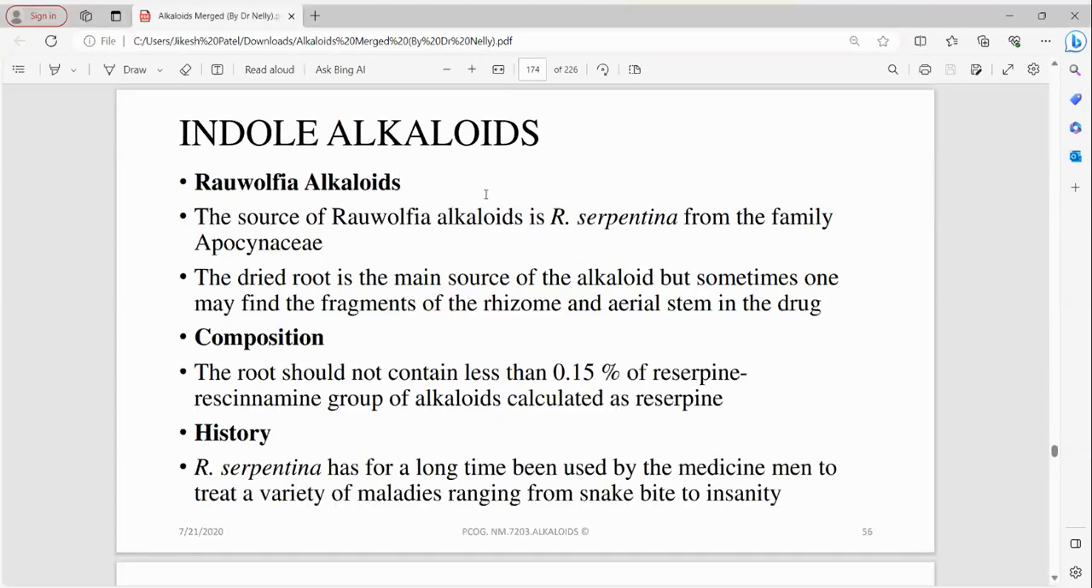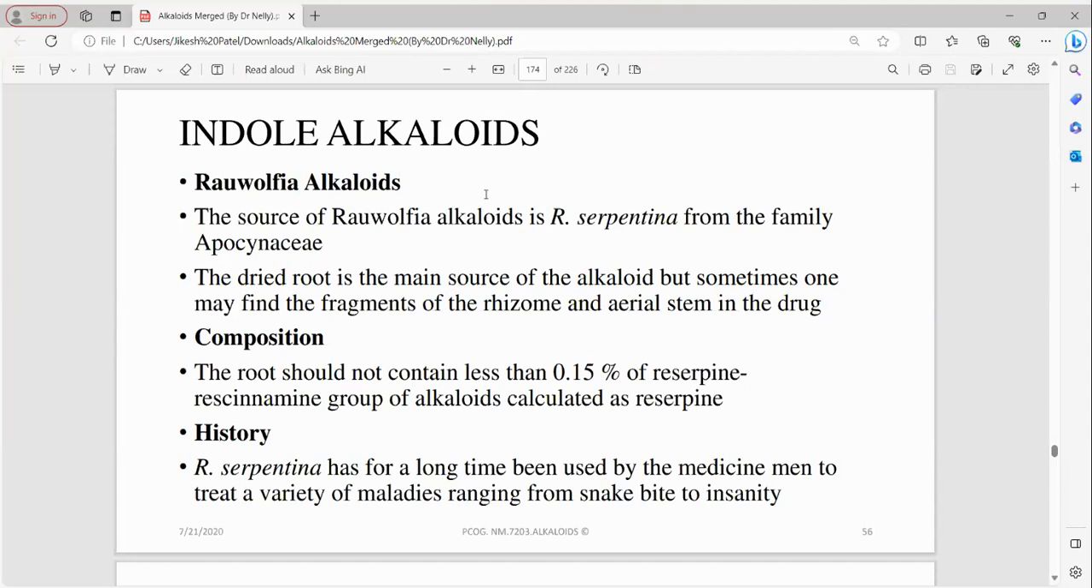Yeah, indole alkaloids. And in the indole alkaloids, we'll see a few. We'll focus on the pharmaceutically important ones. Majorly, we'll focus on the source, the name of the drug derived from it, and the use, because that's what is usually tested. The source, the use, and the name of the drug.